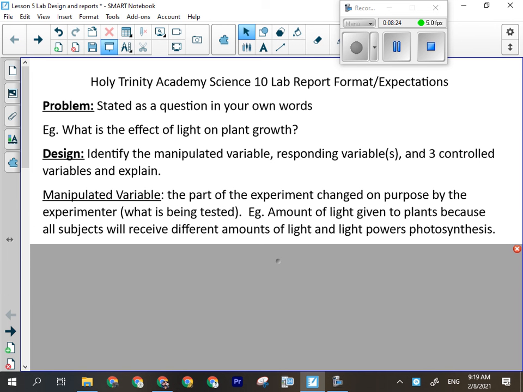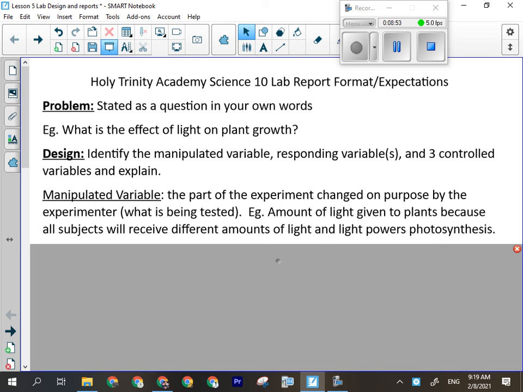Okay, so our manipulated variable, that's the part of the experiment changed on purpose by the experimenter, that is what's being tested. In this case, it's the amount of light given to plants because all subjects will receive different amounts of light, and light powers photosynthesis. Right, so I've identified the variable and I've said how it's being manipulated. They're all getting different amounts of light, and light does this. So I've said lots of stuff in there.